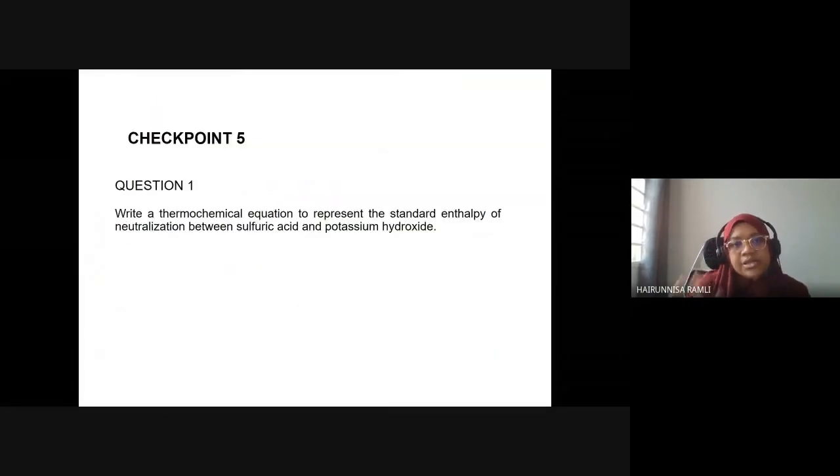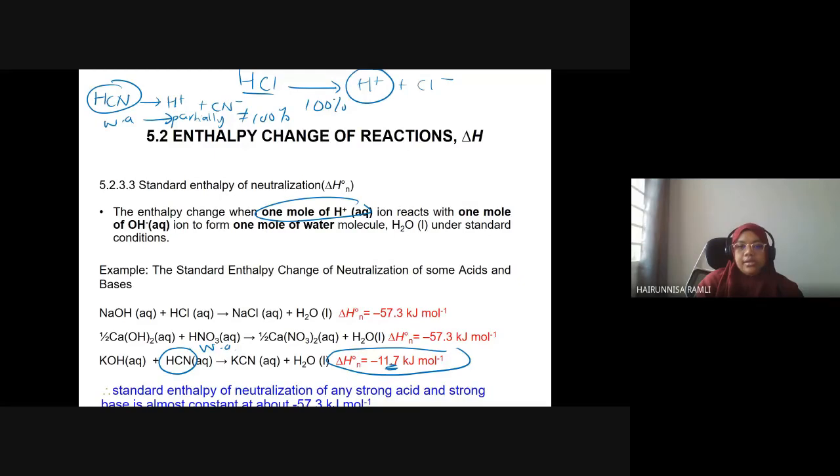Okay, so now let's try write this thermochemical equation to represent the standard enthalpy of neutralization between sulfuric acid and potassium hydroxide. Cuba tulis jap. Tapi dia tak bagi pula delta H. Tak apa, tulis je lah dulu equation. Sepatutnya dia akan bagilah the value of delta H. You rasa sama ke tak dengan yang ni? -57.3. Cuba buat dulu.